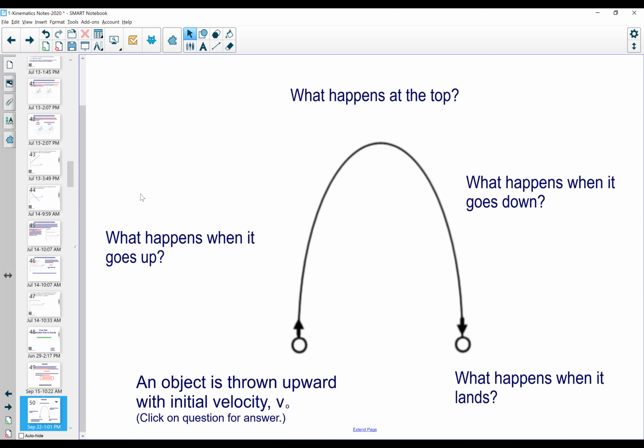So let's think about an object. And while this shows it going in a curved path, that's just so the line's not on top of itself. So we're still thinking about an object that goes straight up and comes straight back down. Okay, so it's just trying to show that movement a little more clearly with an arc, but it's not moving in an arc, it's just moving straight up and then falling straight back down. So if this object was thrown upward with some initial velocity, some VO value, what happens as the object goes up?